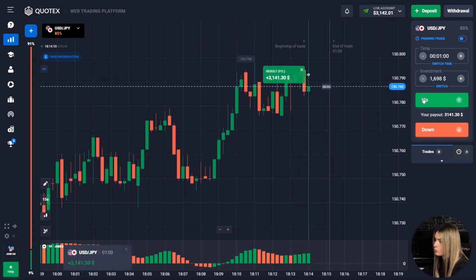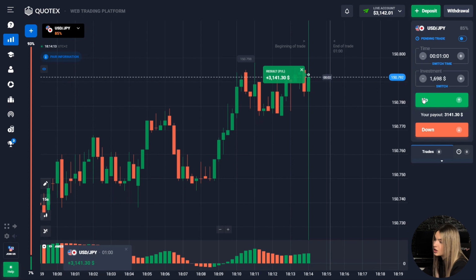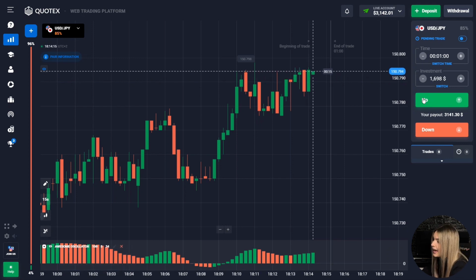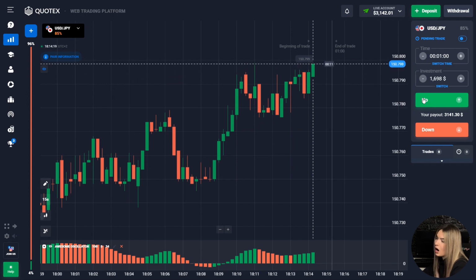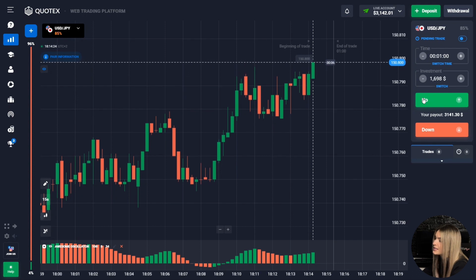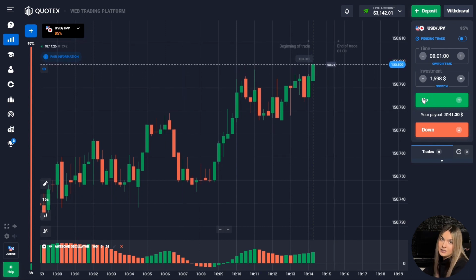As you can see, the entry point was chosen perfectly, the chart continued to go up, and we managed to make money on this deal, guys. We are on our way to our trading goal. Just check out my balance now. We already made a big profit from my initial deposit.